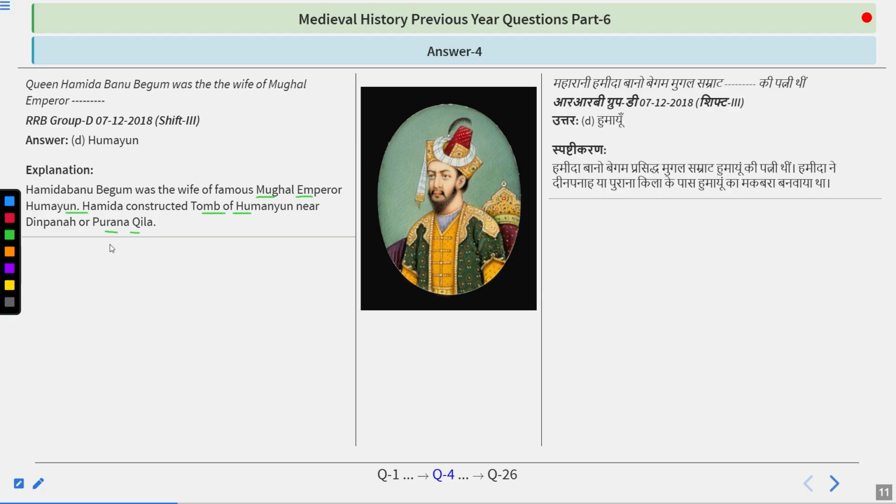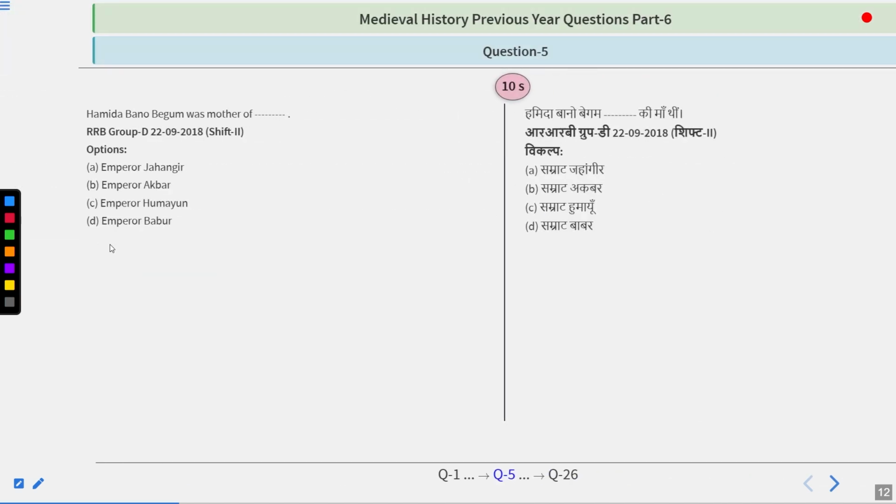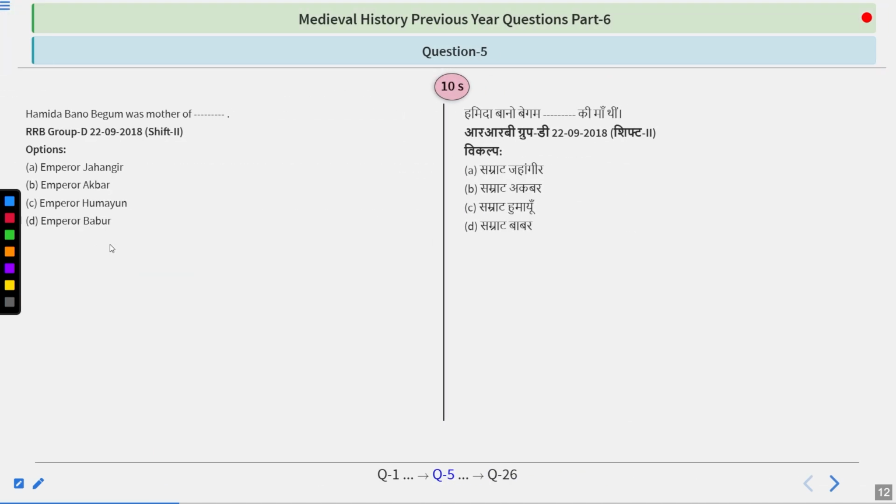His sister was Gulbadan Begum, who wrote the Humayunama. Hamida Banu Begum was the mother of Emperor Jahangir, Emperor Akbar, Emperor Humayun, or Emperor Babur? So take your time and try to figure out the answer, guys.